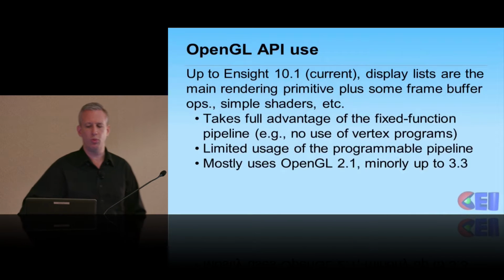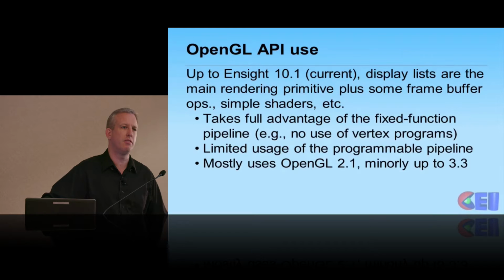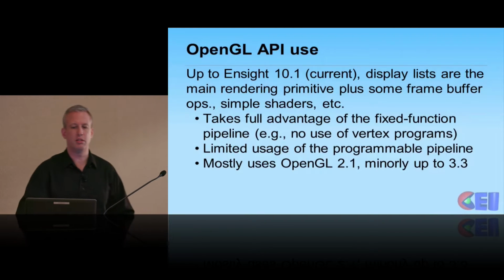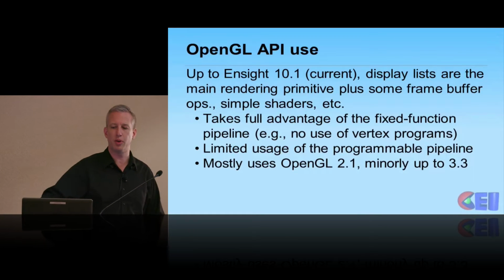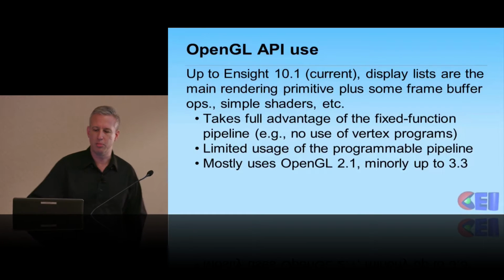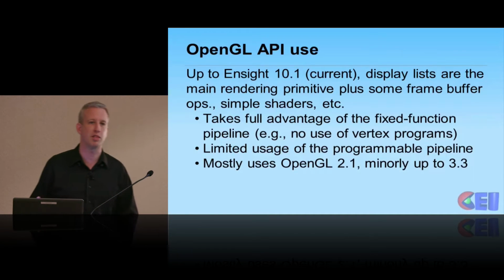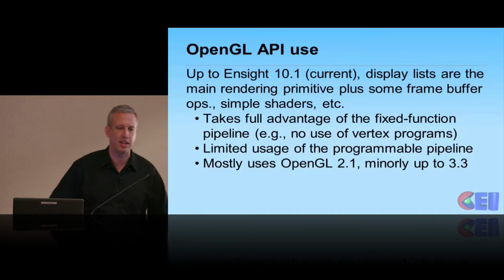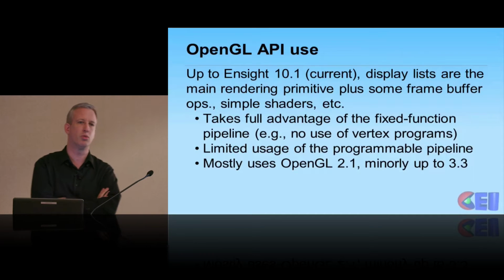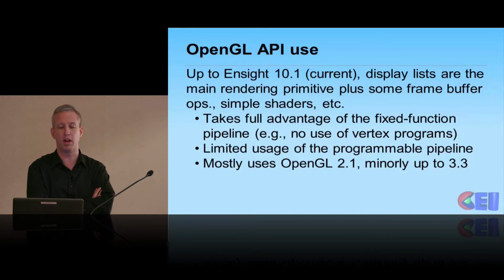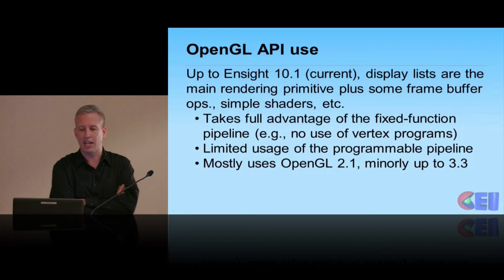So the current version of Ensight is version 10.1. And we are primarily doing display lists. We do have some frame buffer operations and some shaders. We're using the fixed function pipeline tremendously. We're not doing any vertex programs right now. So limited use of shaders. That's going to be changing in the next year. We're revamping honestly our entire OpenGL pipeline. So it's 2.1. So it works very well with OpenSWR. We kind of get up to 3.3.